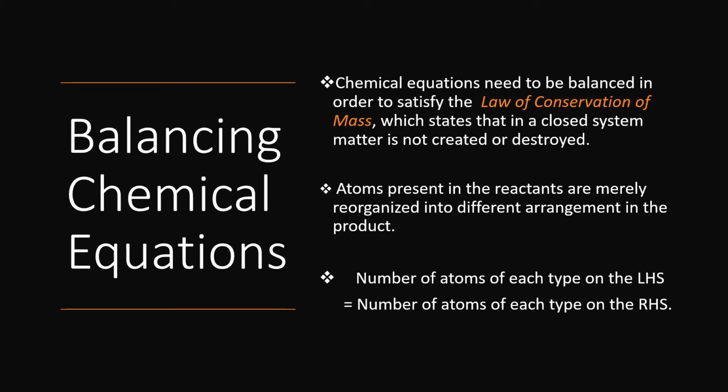So in order to balance a chemical equation, we always check whether the total number of atoms on the right-hand side is the same as the number of atoms on the left-hand side. This is mainly because the equation should satisfy the law of conservation of mass.